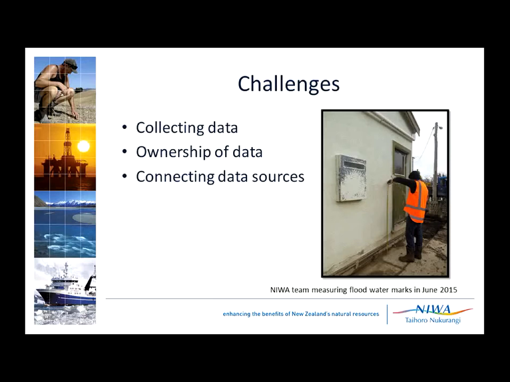So shall we just quickly have a look at some of these challenges? Collecting data. So where in New Zealand is the national database for hazards information? Where would you find that? In Wellington? Sean? Shane, even? Sorry. Where would you find the national database for hazards information? In the future. Yeah. Unfortunately, it doesn't exist at the moment.